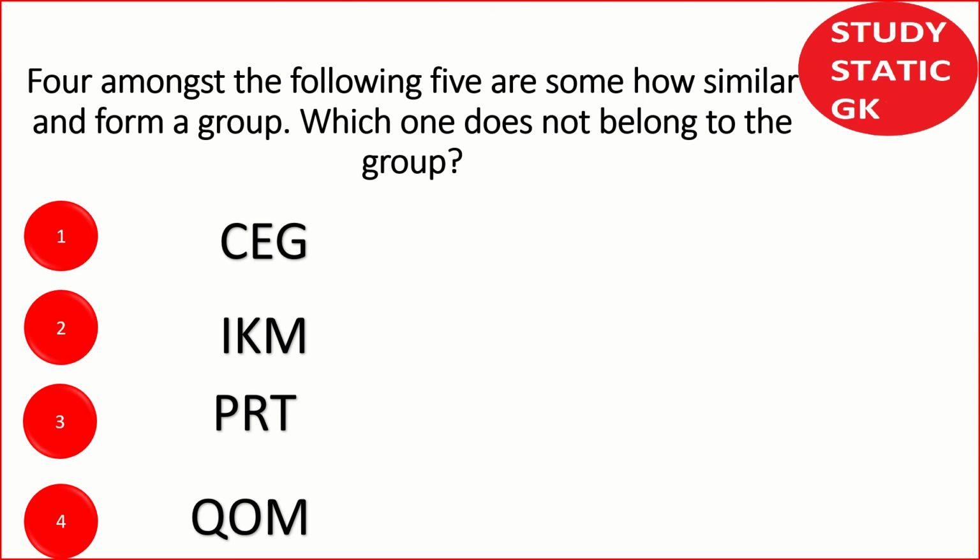Next question. Four among the following five are somehow similar and form a group. Which one does not belong to the group? So again the same. One gap is there. I, J, K. One gap is there. K, L, M, N. One gap is there. P, Q, R. One gap is there. Q. So this is somewhat irrelevant to the series. So this is the answer.